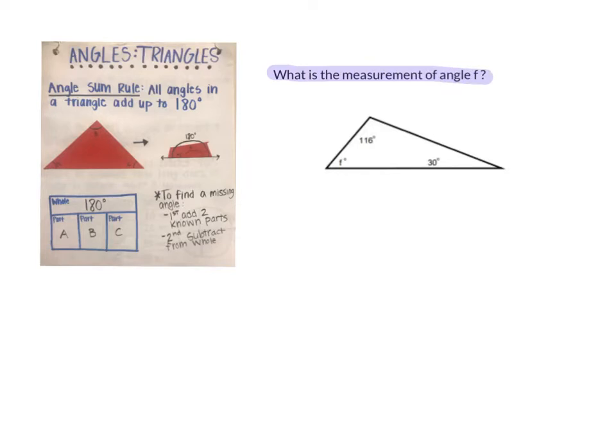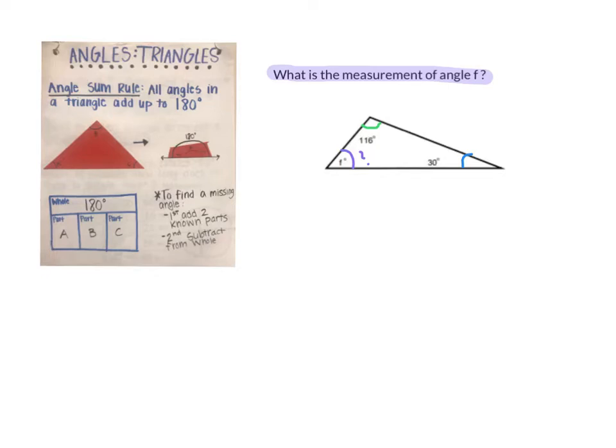So the first thing we always want to do in these types of problems is draw a picture and label everything we know about the problem. So let's look at what they give us. I see a triangle. I see this angle here measures 116 degrees. I see this angle here measures 30 degrees. And this angle here is labeled with a variable F. That's what we're going to be solving for. So we've got our visual, everything's labeled. Now we want to solve for angle F.